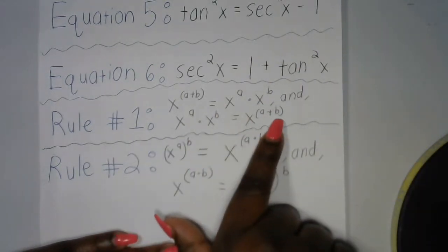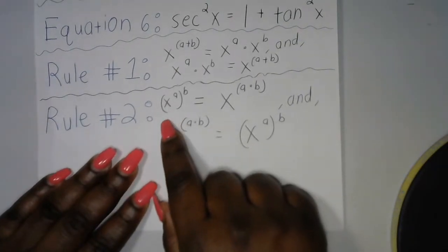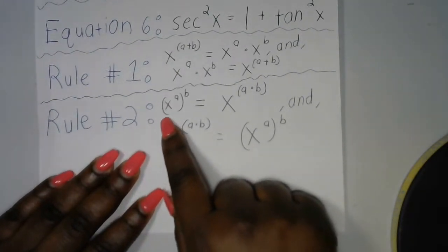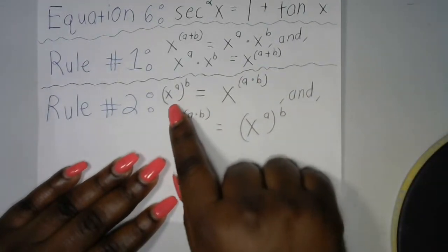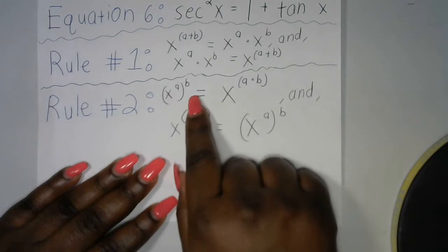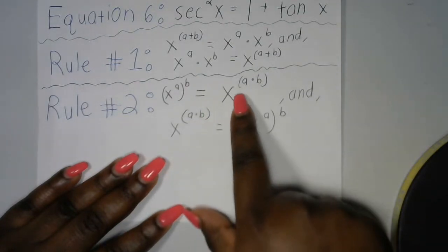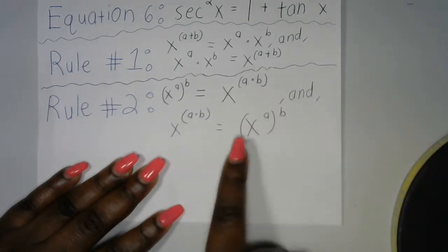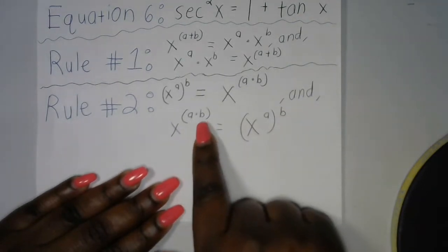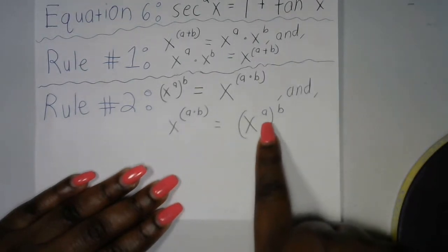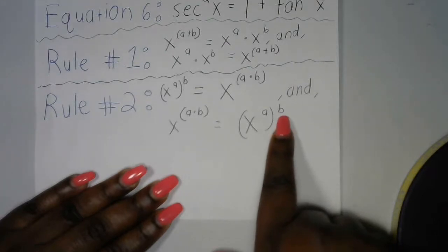So that's rule number 1. Rule number 2 is also just another algebra thing. X to the power of a, and all of this whole term to the power of b, is equal to x to the power of a times b. And also in reverse, x to the power of a times b is equal to x to the power of a, and this whole term raised to the power of b.